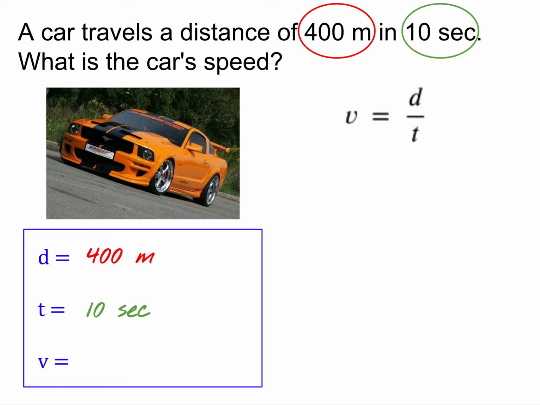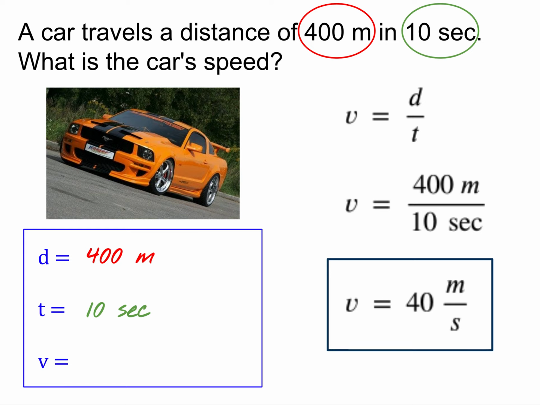Our speed formula is just set up to be used for this sort of situation because it tells us how to calculate speeds. We take the distance number, the 400 meters, and we put that on the top of the fraction. We put the time, 10 seconds, down on the bottom where the t is, and then we just do the math that's in front of us. 400 divided by 10 is 40, and the units we just state as meters per second. We combine that into a single unit.